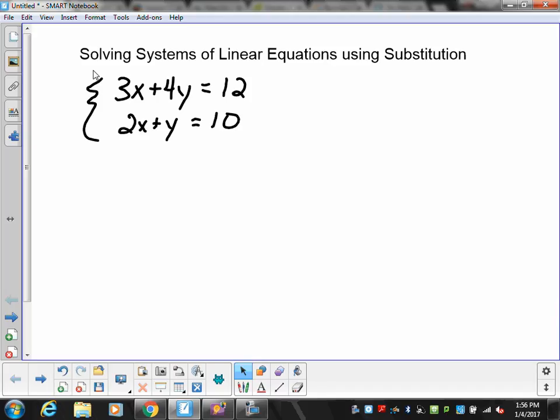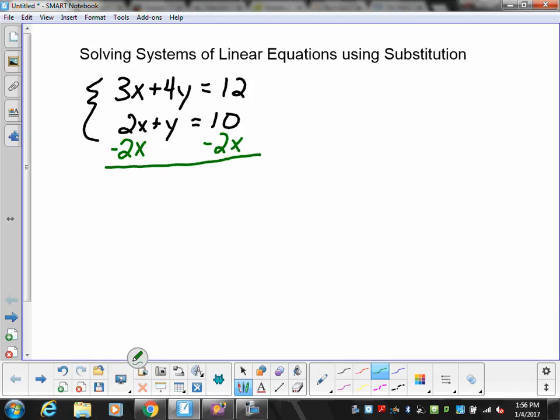Okay? And so that's what I'm going to do. I'm going to solve for y in that second equation because I need to get y by itself. I need a variable by itself. So to do that, I need to get rid of that 2x, which means I got to subtract the 2x from both sides. So I have y equals 10 minus 2x.